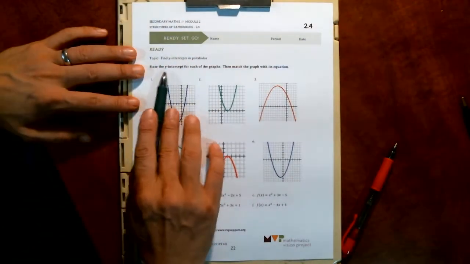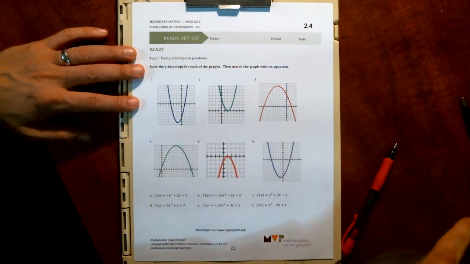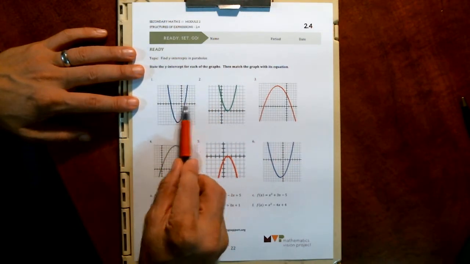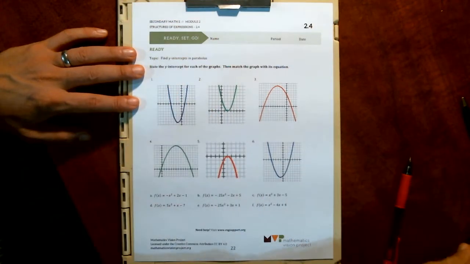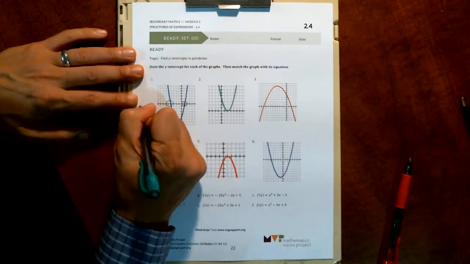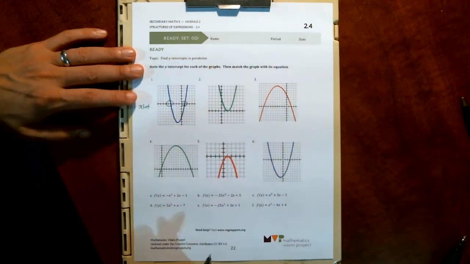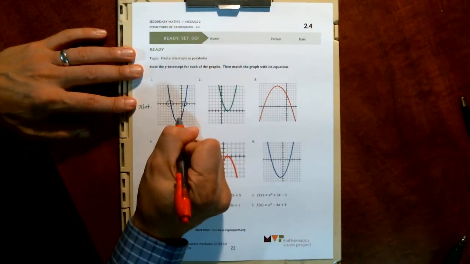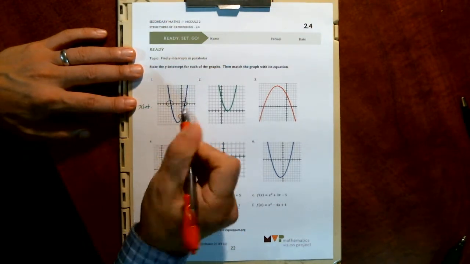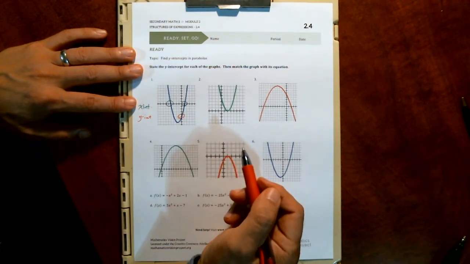It says state the y-intercept for each of the graphs. So where is the y-intercept located? Well, here's the x-intercept. I'm going to use green. This value right there is called the x-intercept. Okay. Well, where's the y-intercept for the first one? In the blue equation, it's going to be this value right over there. That's your y-intercept. Well, what is the coordinate of that y-intercept?